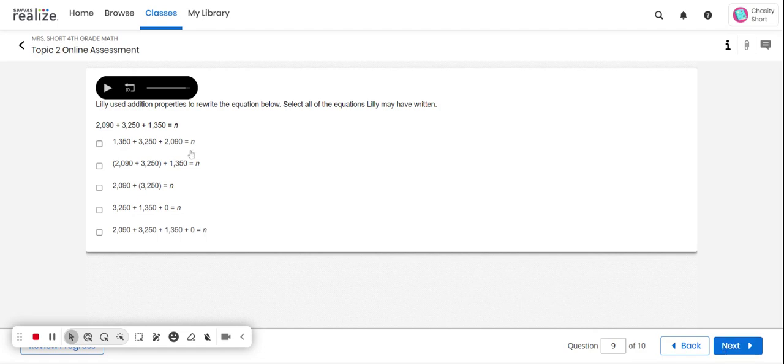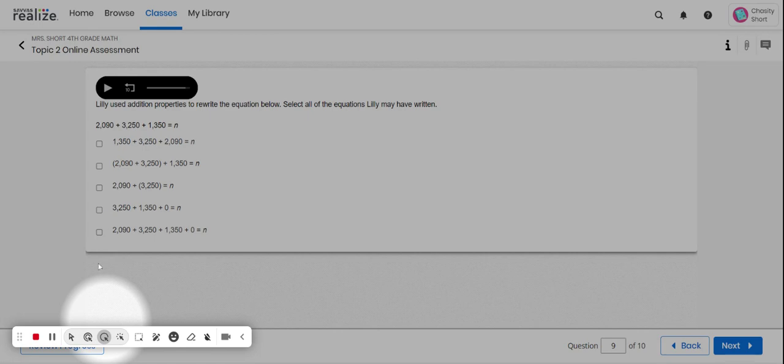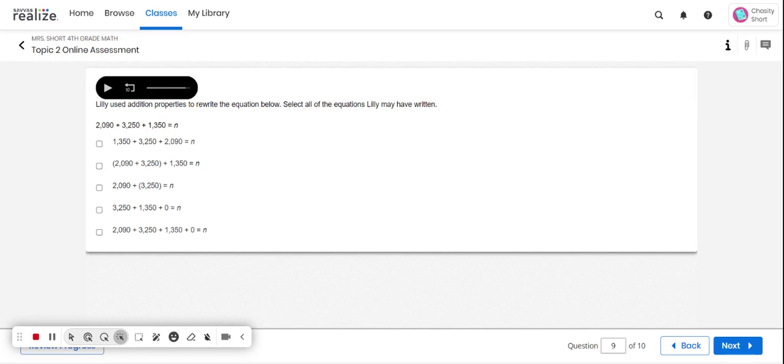All right. Lily used addition problems to rewrite the equation below. Select all of the equations Lily may have written. So for this one, we've got 2,090 plus 3,250 plus 1,350 equals n. We have to select all of the ones that are the same as this. This one, you have all three of the same numbers. They're just in a different order.